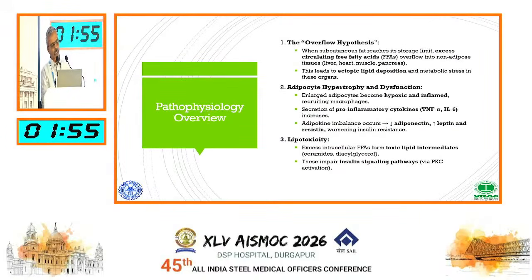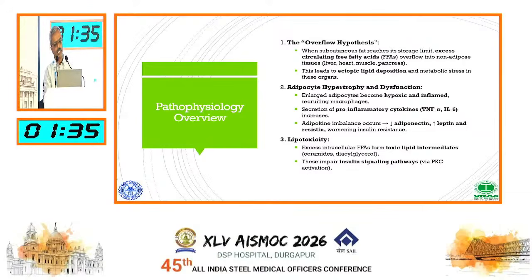The pathophysiological overview is the overflow hypothesis, in which when subcutaneous fat reaches its storage limit, excess circulatory free fatty acids overflow into the non-adipose tissues like liver, heart and muscle, as I told you. This leads to ectopic lipid depots and metabolic stress in these organs.